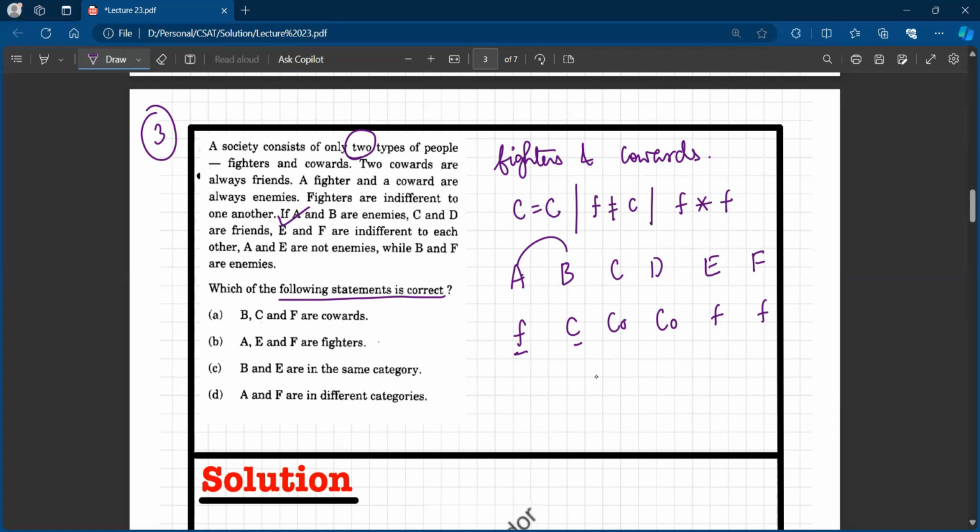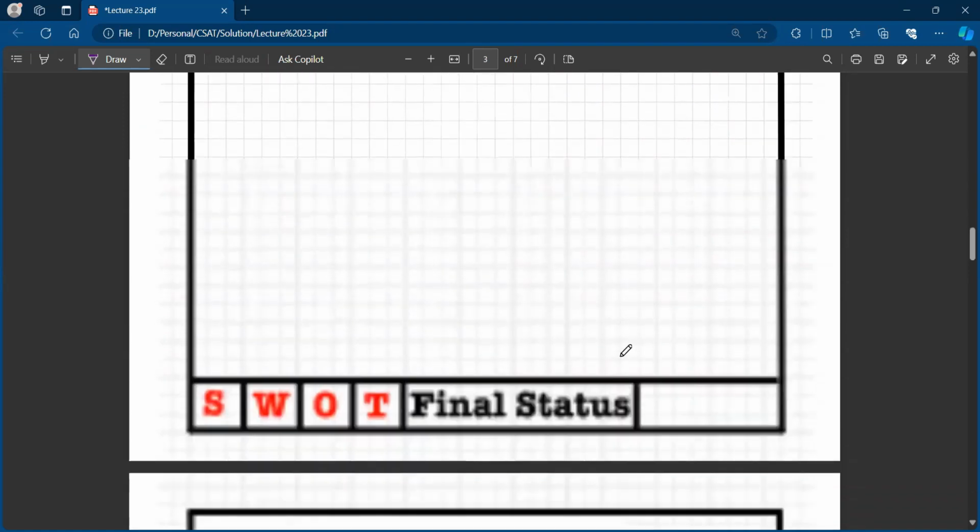B, C, F are cowards. Nowhere is it mentioned that B, C, F are cowards, because it is coward, coward and fighter. A, E, F are fighters. F, F, F. Clear? So this is the correct statement. B is the correct answer. Got it? Coming to question number 4.